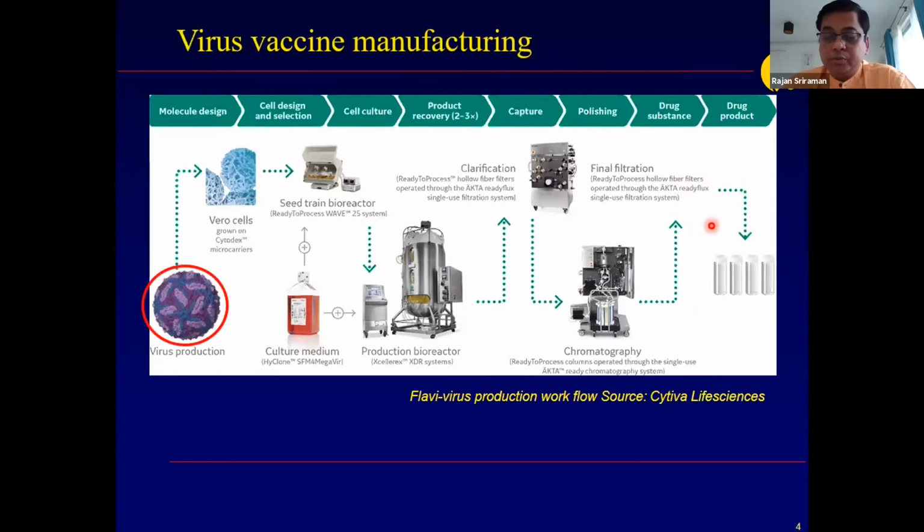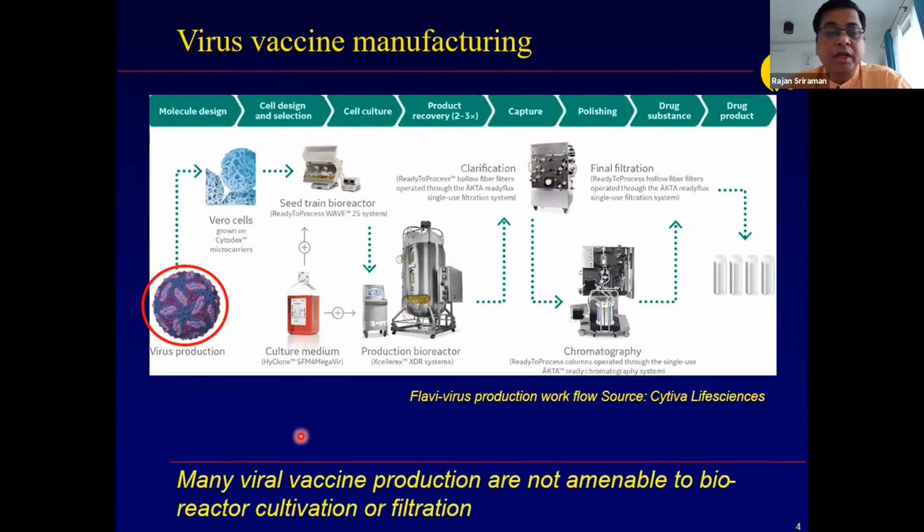So there are two things. One is, I hope you realize people are getting used to looking at every virus like a coronavirus. It's not; the flavivirus actually looks like this. It doesn't look like what was presented. And the other fact is, many viral vaccine productions are not amenable to bioreactor manufacturing, and neither can they be filtered. So I'll touch upon some of these issues as we go along.